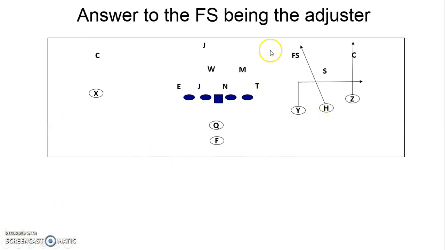So what we do once we begin to see the leverage of the free safety, the leverage of number 3, you see the adjuster, is it's high and inside. So what we call then is a go route, stays the same. We have a seam route, get on top of the free safety, get on top of the seam to the field here. And then we have a 5-yard out.